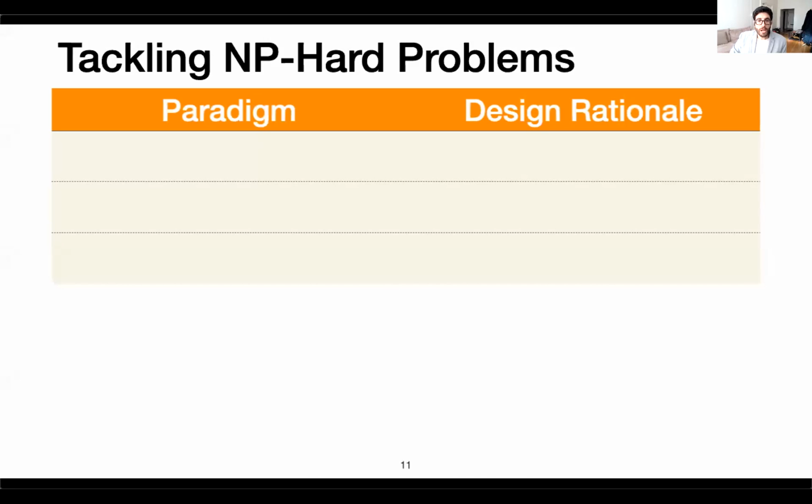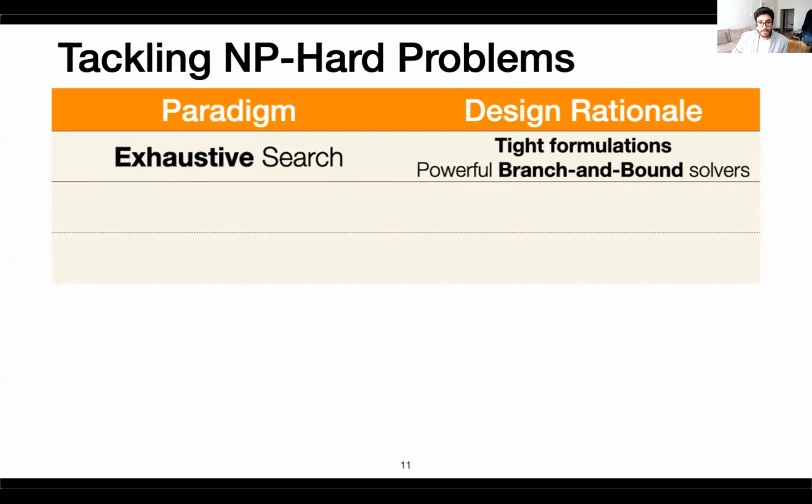Okay, so how do we tackle these integer programming combinatorial optimization problems? From the computer science perspective and also the operations research perspective, there are really 3 ways you can think about tackling these NP-hard optimization problems. The first one is exhaustive search. There you try to design nice mathematical formulations, what we call tight formulations, and potentially leverage existing branch and bound solvers, which are essentially tree search algorithms for integer programming problems. And we'll talk a lot more about this kind of approach. So this is one way to tackle these problems.